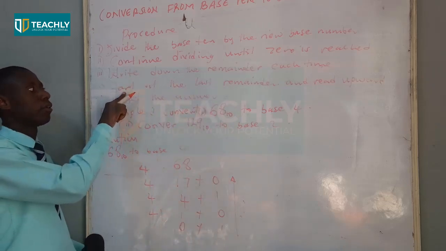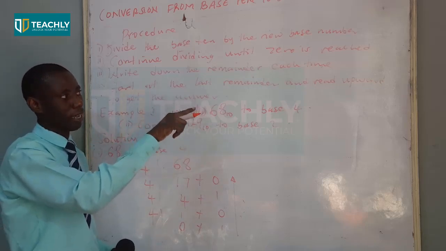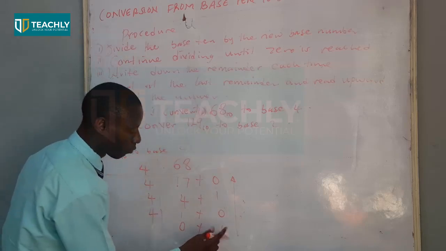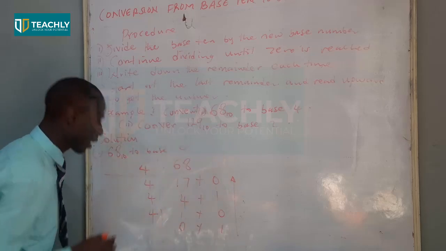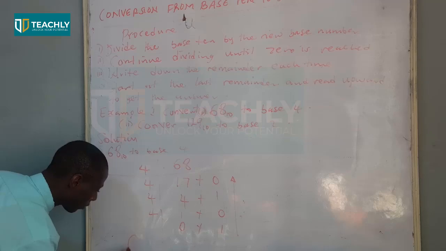The rule says start from the last remainder and read upward. So your last remainder, you are going to start from this last remainder. You are going to read the values upward. So you are going to write the final answer now. It will now be 68.